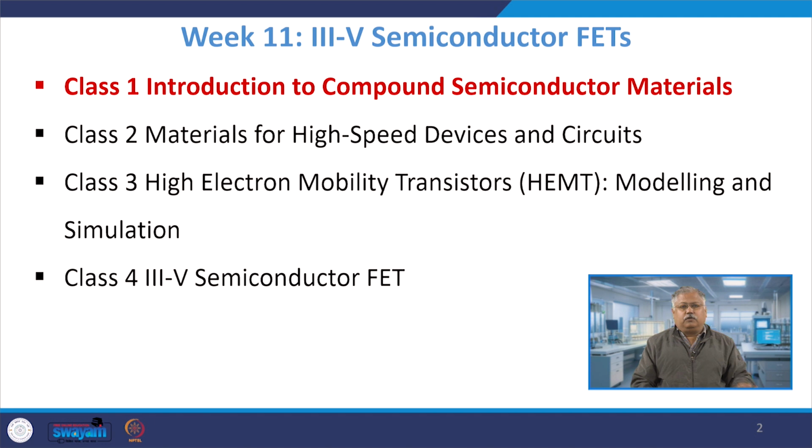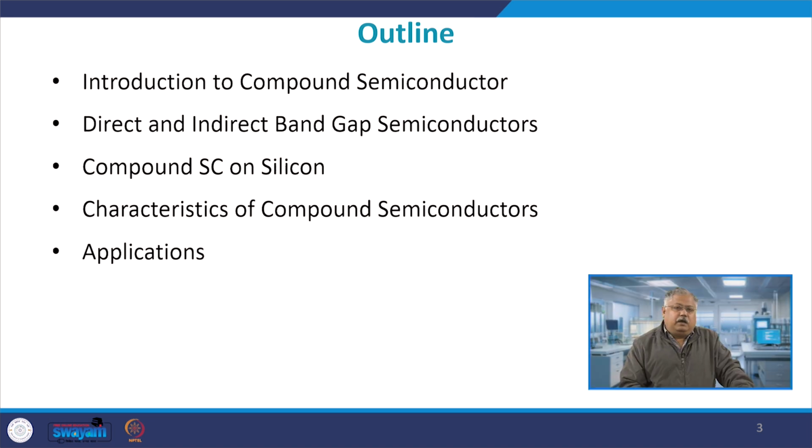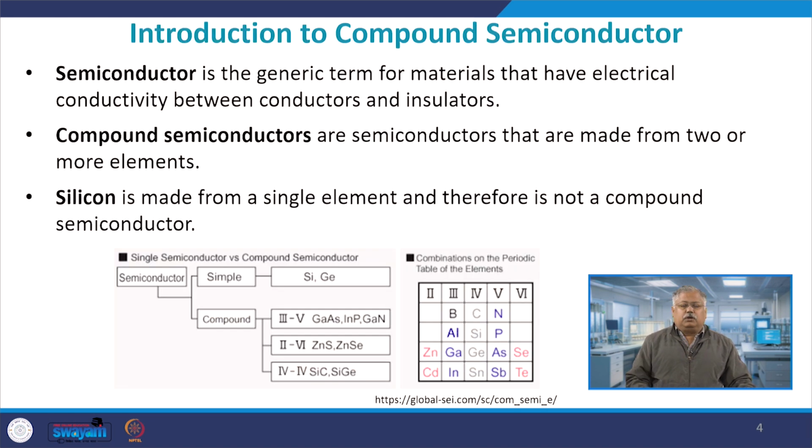So, that was the general flow of this 3-5 semiconductor, and maybe we are deviating from silicon, which is a standalone semiconductor, to a compound semiconductor for the first time in this lecture series. In the first class we will be introducing some compound semiconductors and then look into direct and indirect band gap semiconductors. Then we will have a look at compound semiconductors on silicon, what the various characteristics of compound semiconductors are, and then a few of the applications of compound semiconductors. So, let us introduce to you the compound semiconductors.